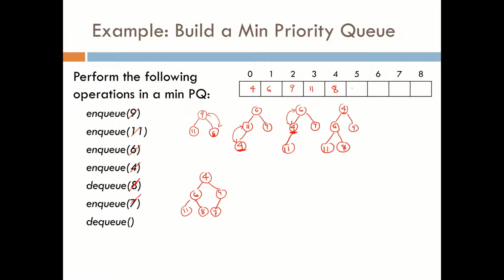Okay, so we add the 7 at the end. And that shows up here in the tree. And we have to heap up the 7. We ask, is the 7 less than or equal to its parent, the 9? It is, so we make the swap. The swap in the array looks like the 7 and the 9.